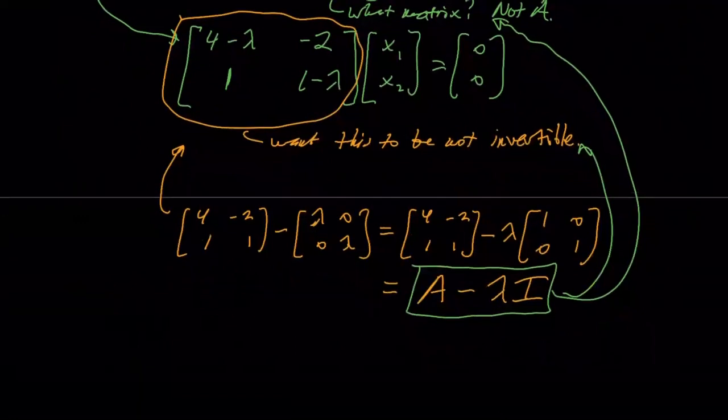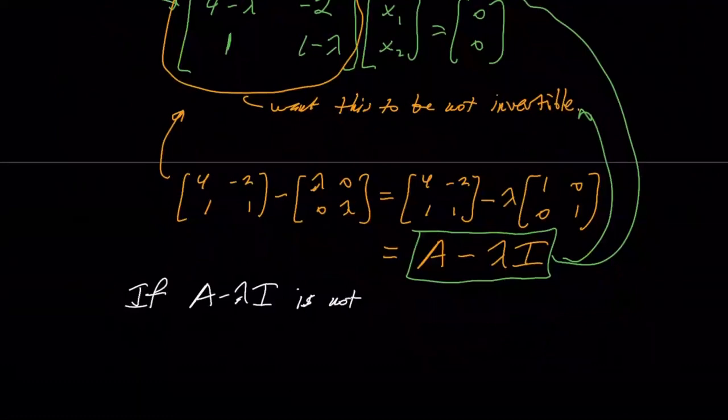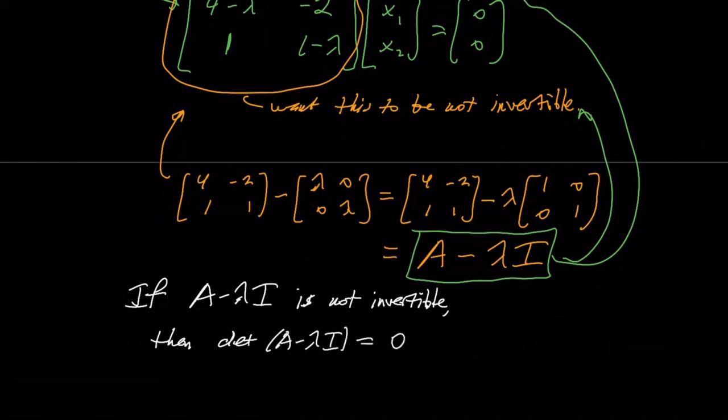And so if A minus lambda I is not invertible, its determinant must be 0. That's what we've seen now about square matrices, or just about matrices being invertible. We can get rid of all the vector considerations and just say there's this number we associate with the matrix. That number is called the determinant, and we want that number to be 0. Then the determinant of A minus lambda I equals 0.